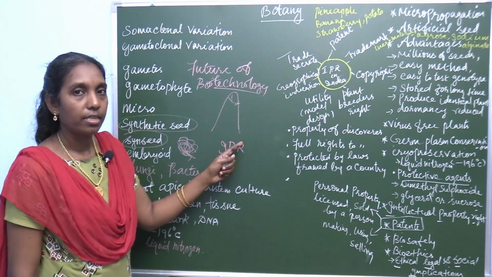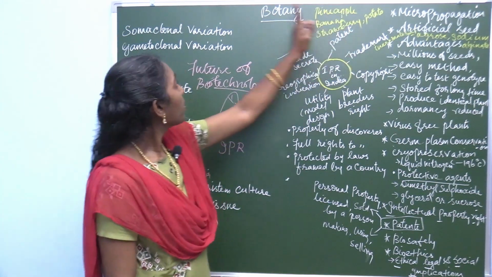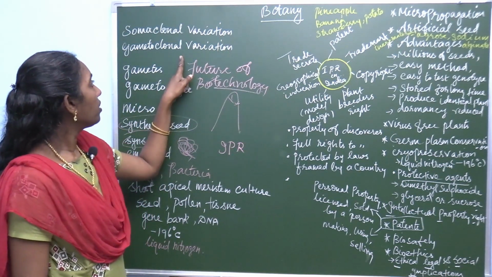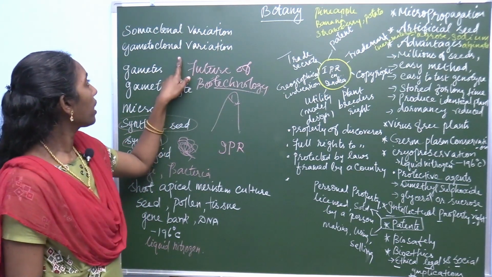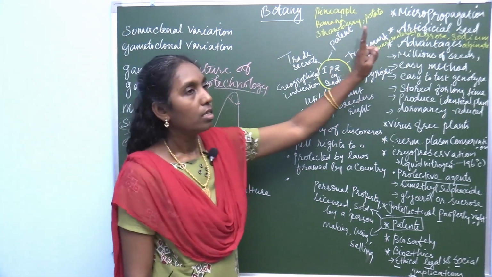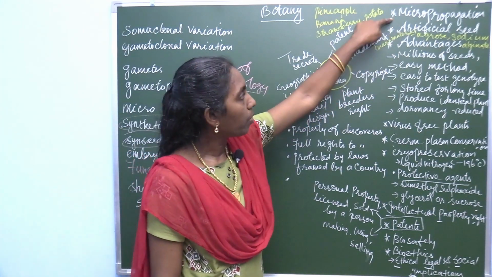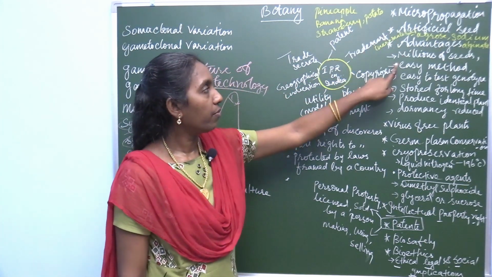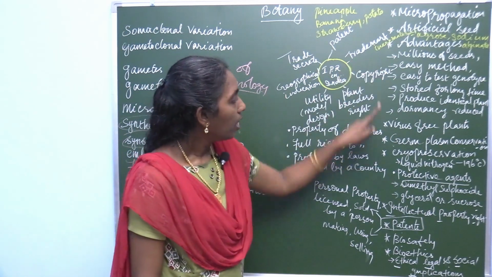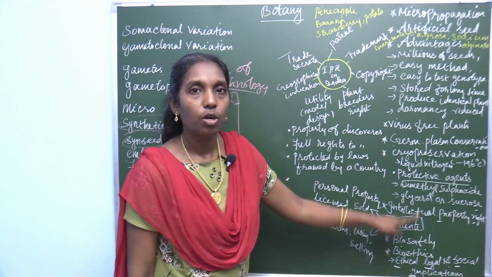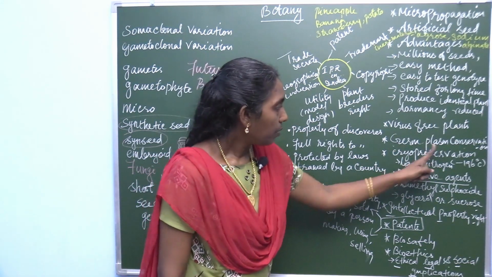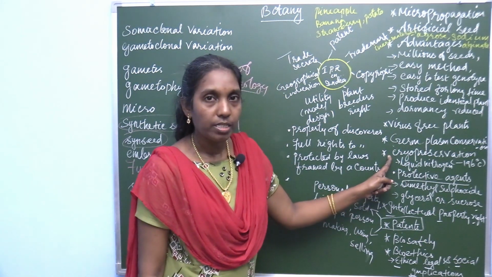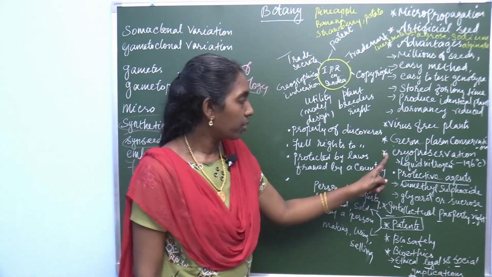Once again, let us review what you learned today. First, the definition of somaclonal variation. The next definition, gametoclonal variation. Then, for the 3 mark question, prepare micropropagation. Artificial seed and its advantages, prepare for 5 marks. Then virus free plants, these are all 3 mark questions. Germplasm conservation and cryopreservation may sometimes be asked as a 5 mark question.